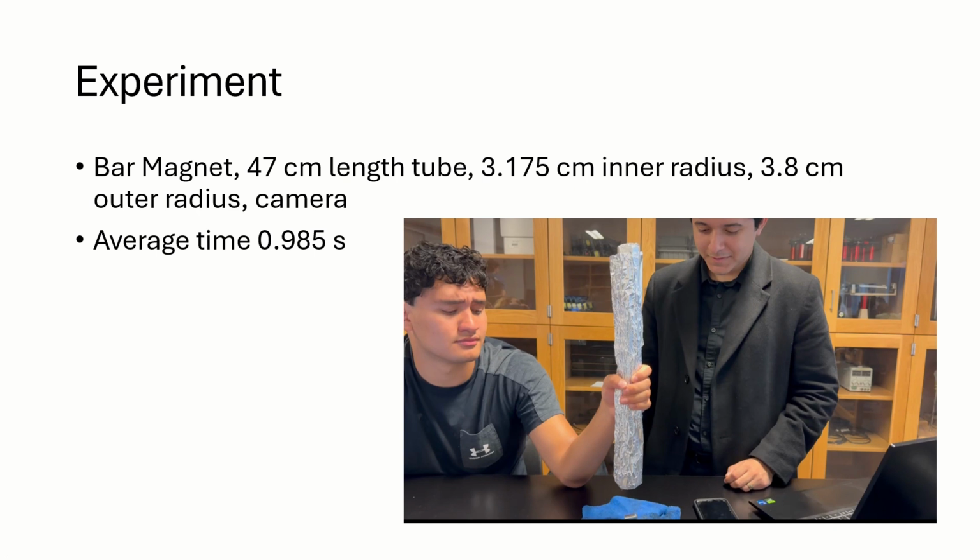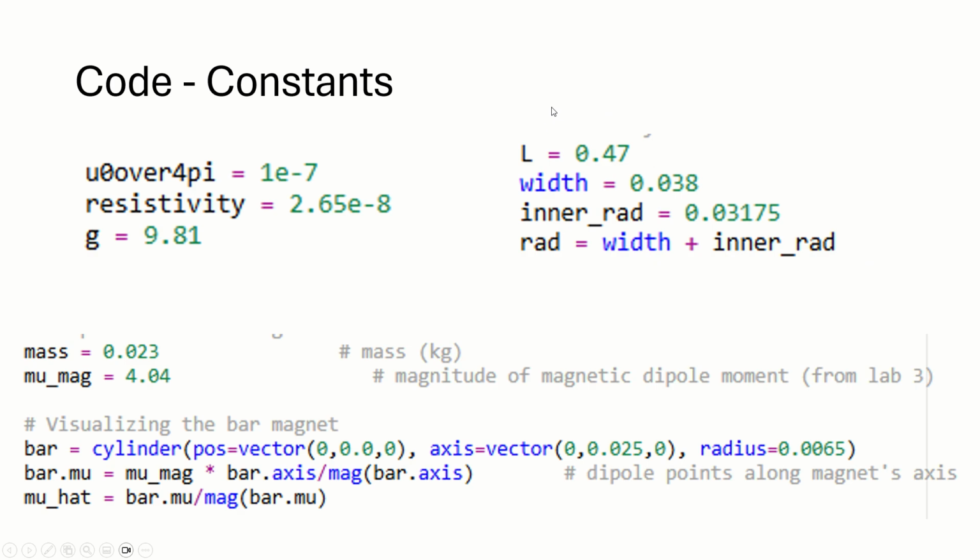The experiment itself: bar magnet, 47 centimeter length tube of inner radius 3.175 centimeters and outer radius 3.8 centimeters, and a camera. The system is the tube itself and the bar magnet. The surroundings is everything else. Our average time was 0.985 seconds.